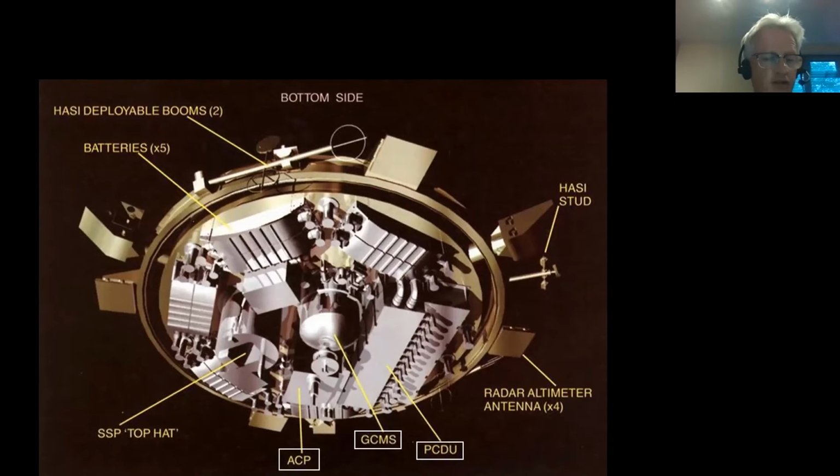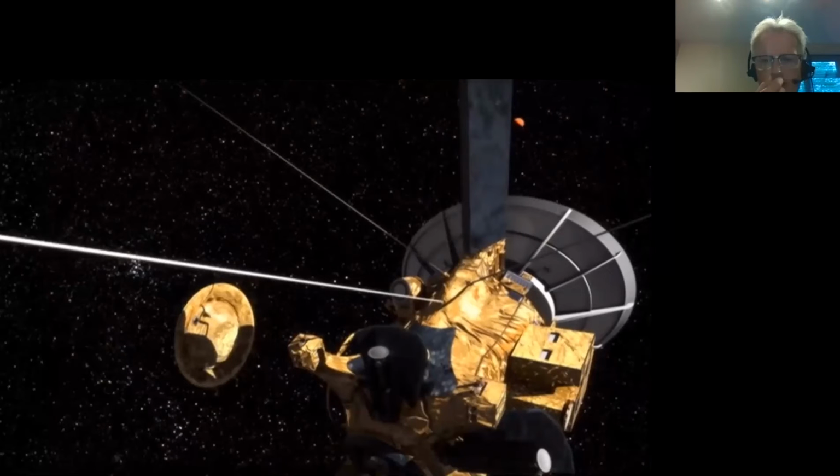On the underside, we have the SSP, which is the Surface Science Package, the ACP, the Aerosol Collector and Pyrolyzer, I should say. So this is a graphic, not a photograph.